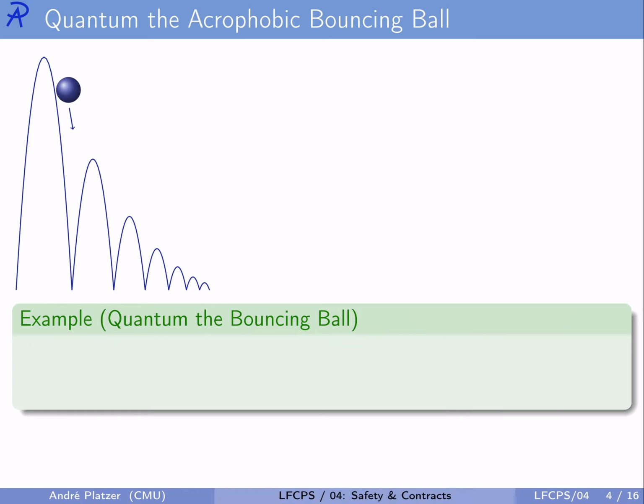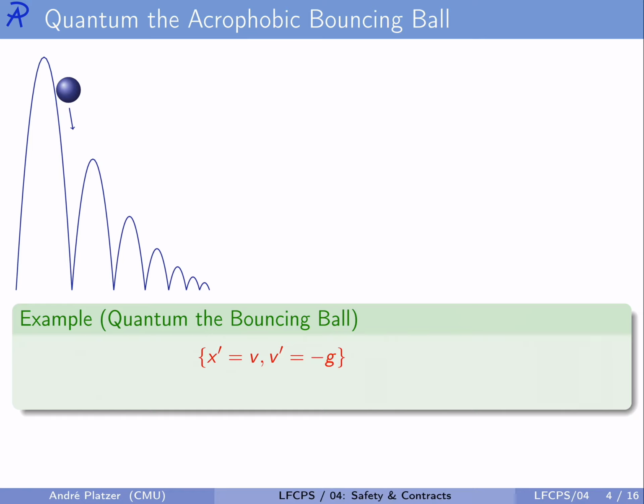Well, certainly, while the bouncing ball is falling, gravity is acting on it. That means it's subject to the differential equation, where the time derivative of the position equals the velocity, while the time derivative of the velocity is minus g for gravity. Gravity is acting on it.